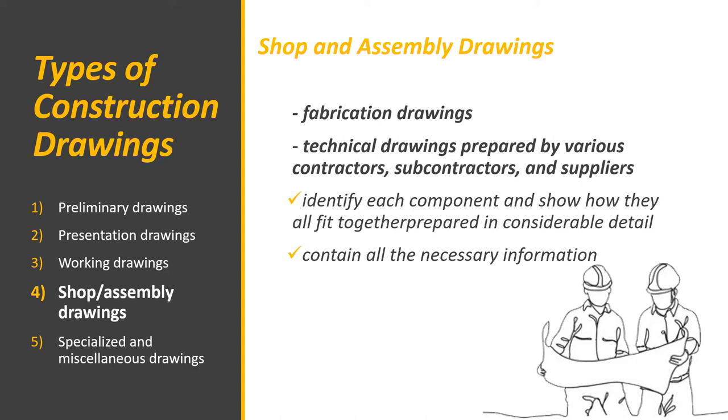So regarding the size, shape, material, and provisions for connecting or attachment for each member, especially for those items that need assembling. So this also includes details such as schedules, diagrams, related illustrations, and material, product, or systems for some portion of the work prepared by the construction contractor, subcontractor, manufacturer, distributor, or supplier.